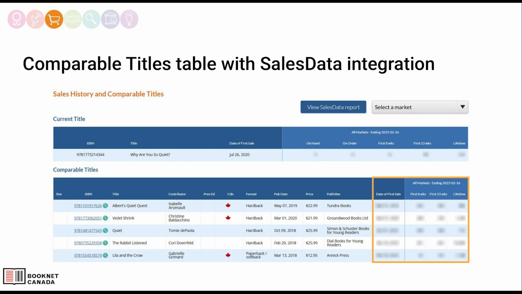Sales data is a platform used for reporting retailer sales of books, and it is this data that displays in the table. Both publishers and book buyers use this information when viewing titles on CataList. You can find out more about the CataList sales data integration by following the link in the description below.